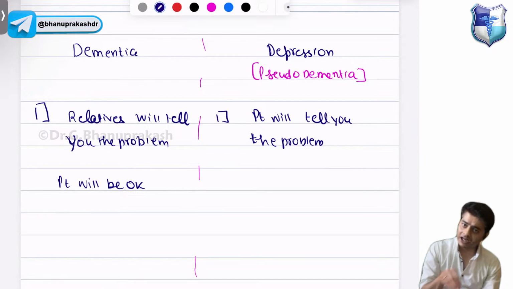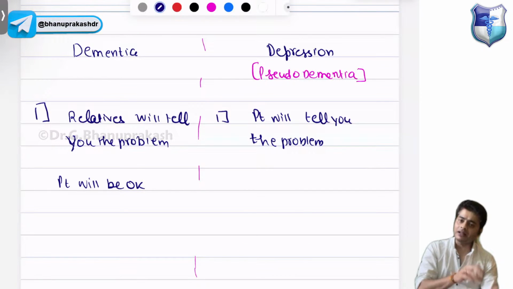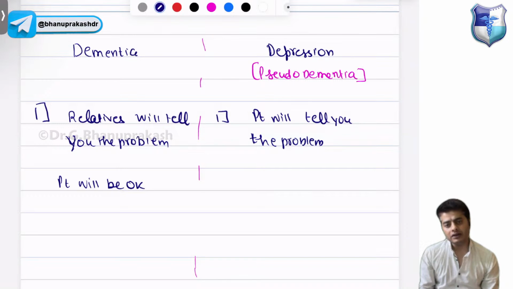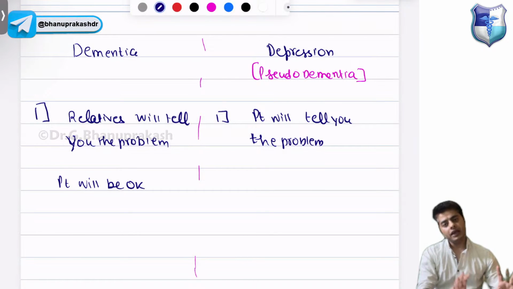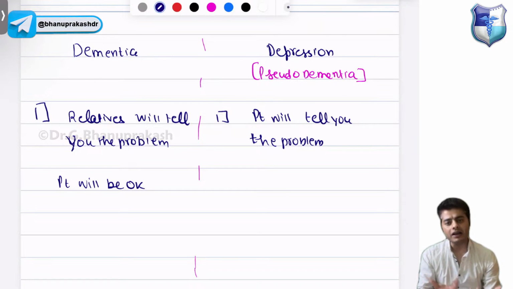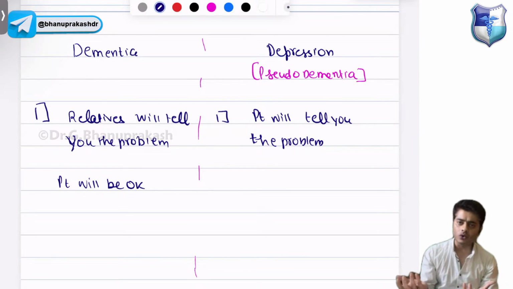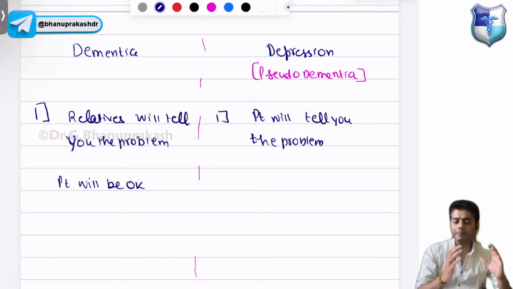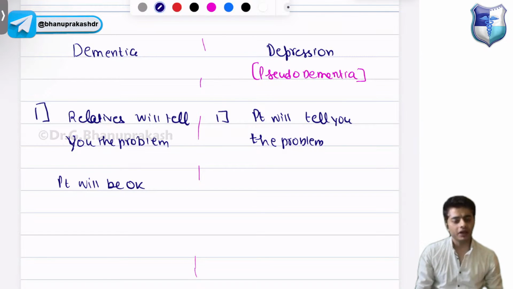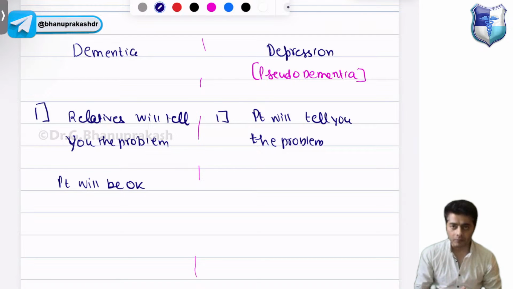The man's relatives were so worried. Where did our dad go? But this dad was okay. He was like he hasn't done anything wrong. He thinks everything is okay. Why are his relatives in such an angry mood? Why are they crying so much? He thinks everything is okay. So in dementia, the patient does not know about his problem. He will be okay. His relatives and attendants will know about the problem.